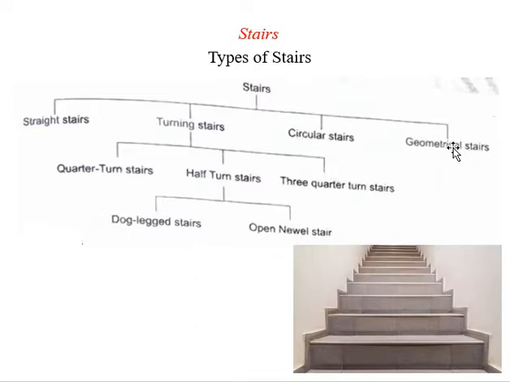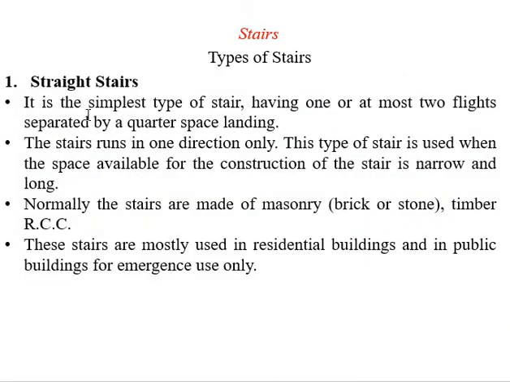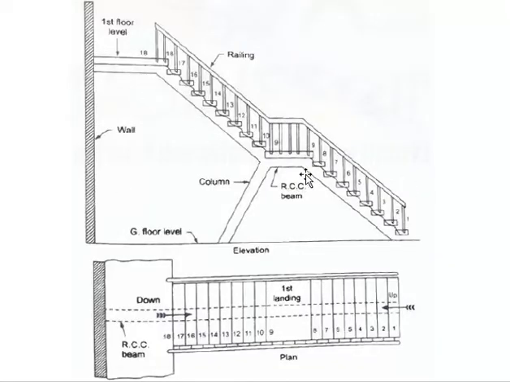Then we have circular and geometrical stair. Now let's see one by one each of them. If we are talking about a straight stair, that is the simplest type of stair that you will see, that will have one or at most two flights, with a landing space provided between both of these, basically in the shape of a straight line.